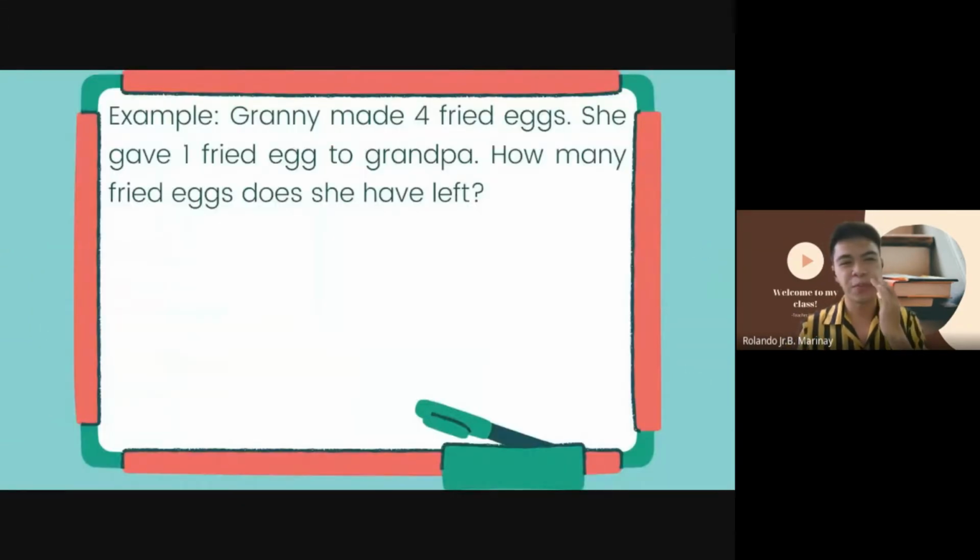Okay. So we're going to begin first with an example problem, okay? Okay, look at the screen first. Don't look at your book first. Focus on the screen. Okay. Example problem. Granny made 4 fried eggs.